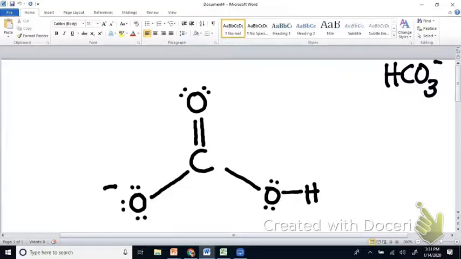Now, is it the only one that we can draw? Think back to our discussions on resonance. And this is something I'd like for us to discuss in class as we begin looking at the geometries of this molecule.